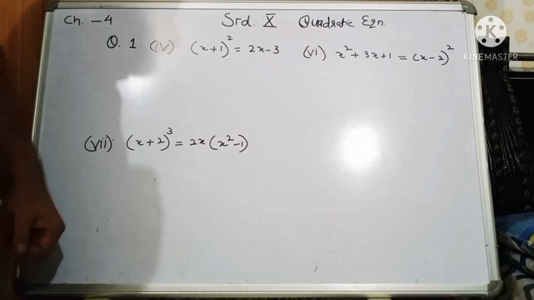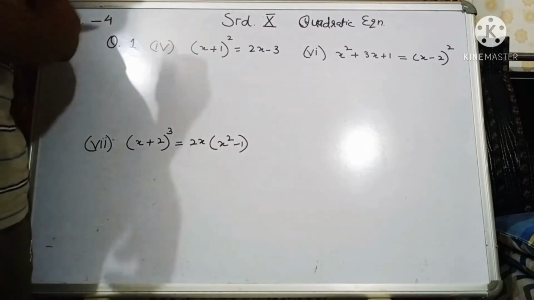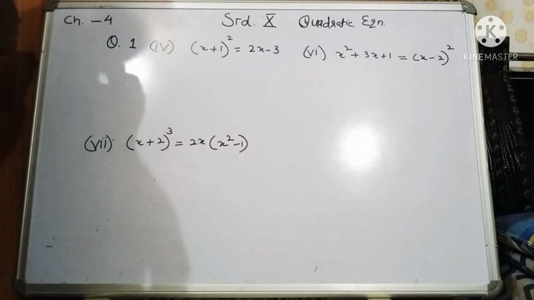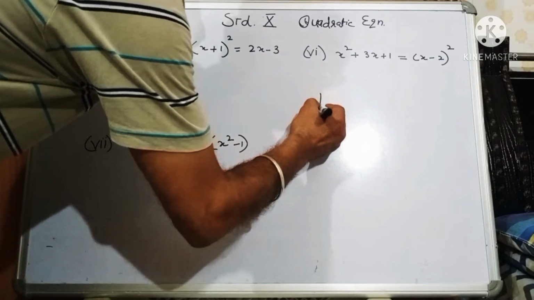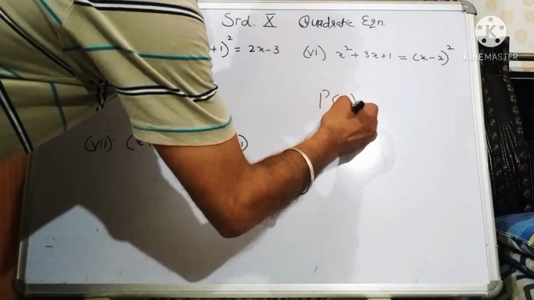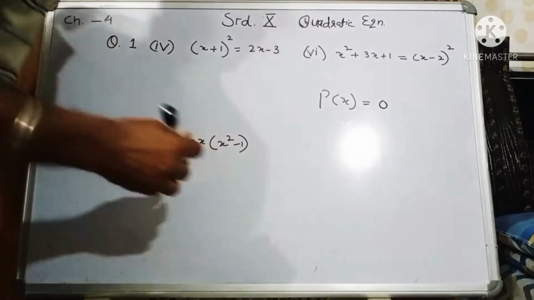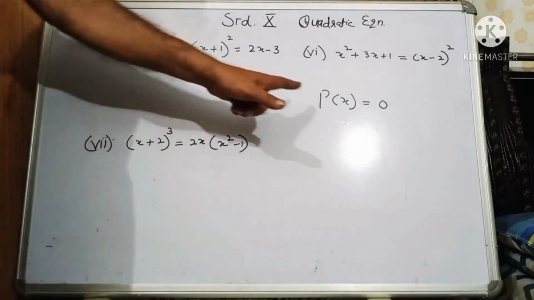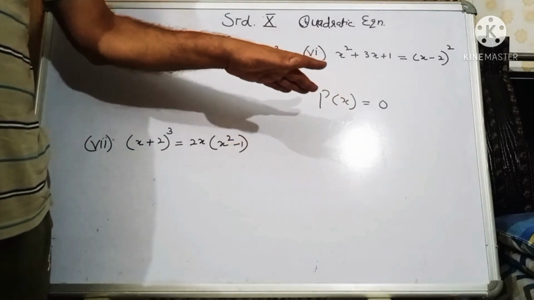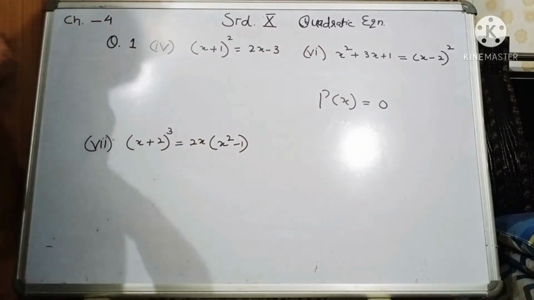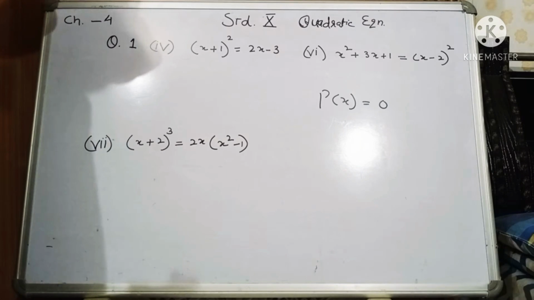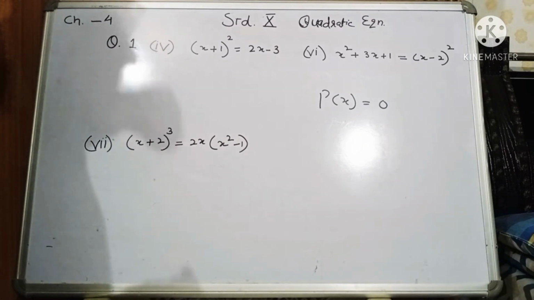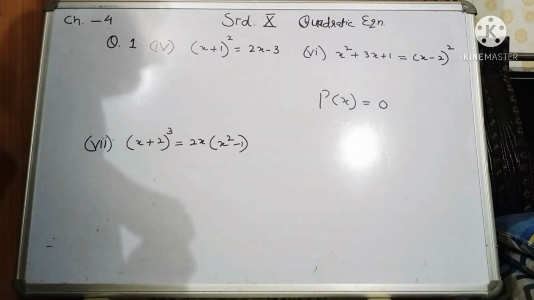Now what is a quadratic equation? A quadratic equation is a polynomial p(x) equated to 0, where the degree of the polynomial p(x) is equal to 2. Or in other words, we can say a quadratic equation is an equation in which the highest power of the variable is 2.